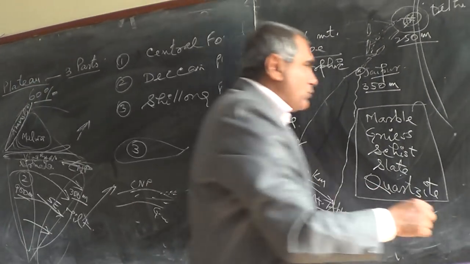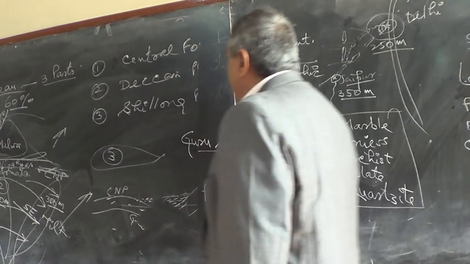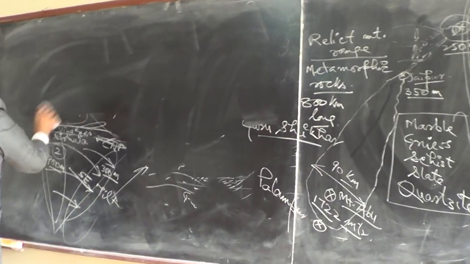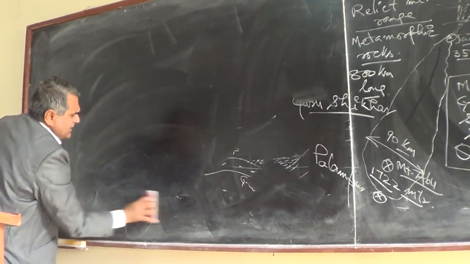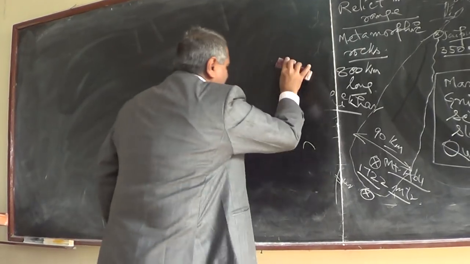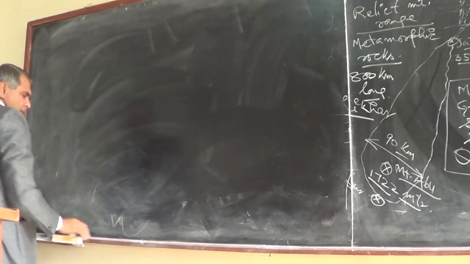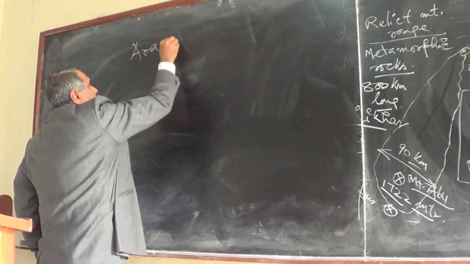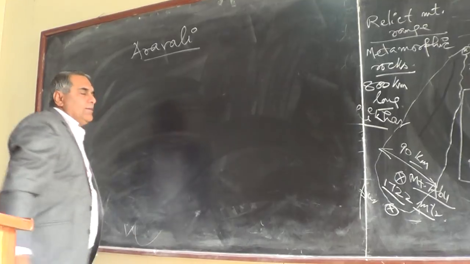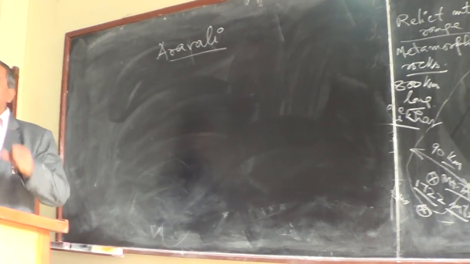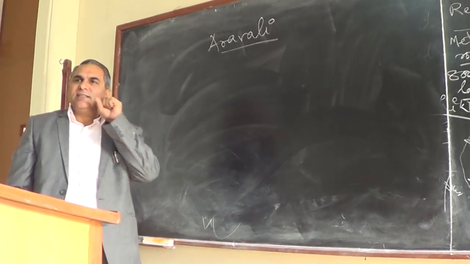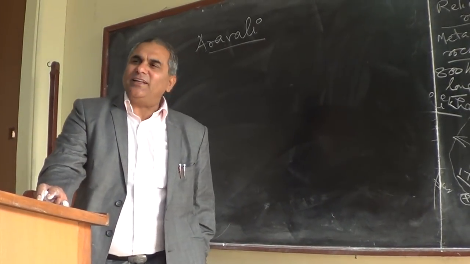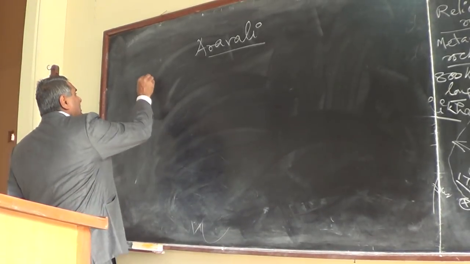Now let me construct one more cross section of this relief feature. Then Aravali, a relict mountain composed of metamorphic rocks. And why do we call it relict? I'm using the word relict again and again.